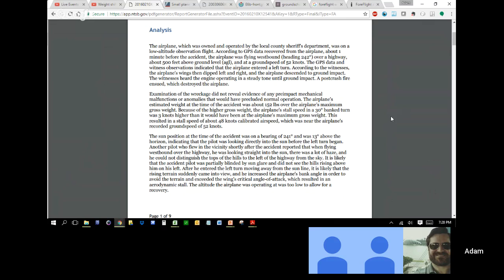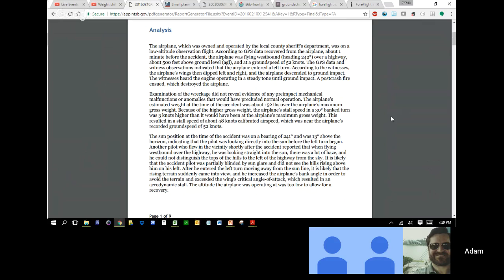And yeah, so this resulted in a stall speed of 48 knots calibrated, which was near the airplane's recorded ground speed of 52 knots. So as you can see, not that the pilots could have noticed a 3-knot difference in stall speed, because they were probably busy trying to fly the airplane. But with the gross weight being over the maximum, they were flying the airplane based on how they learned to fly it and how they are used to flying it. And they now have this over gross weight situation, and it cannot be flown in the same manner.